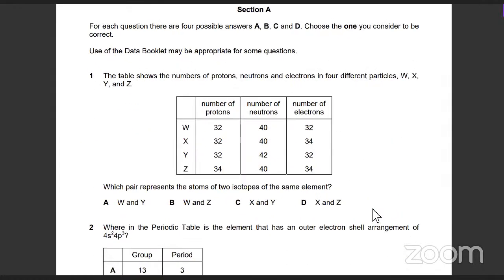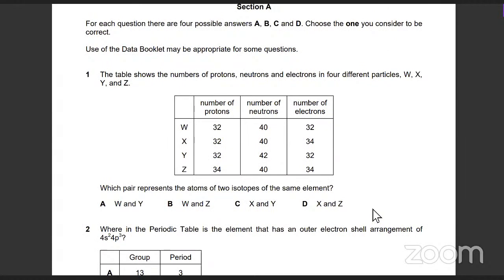ठीक है, question ये कि the table shows proton, neutron. Which pair represents the atoms of two isotopes of the element? Quickly, which ones are two isotopes of the same element? कौन सा? Same proton number, different number of neutrons, right? Neutrons, yeah. X and Y. नहीं, W and Y.